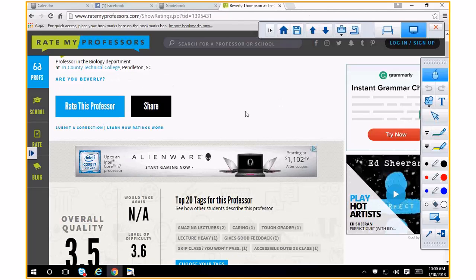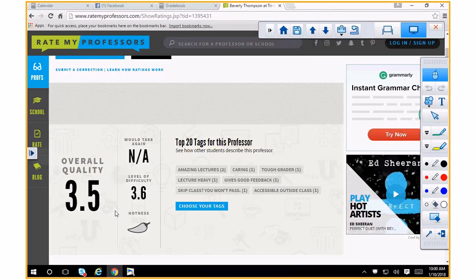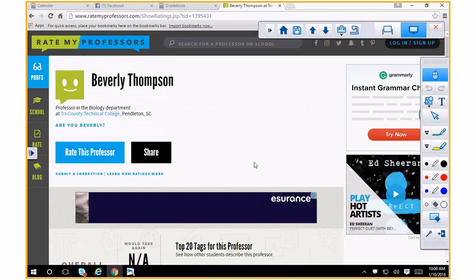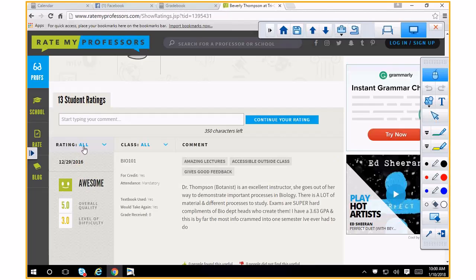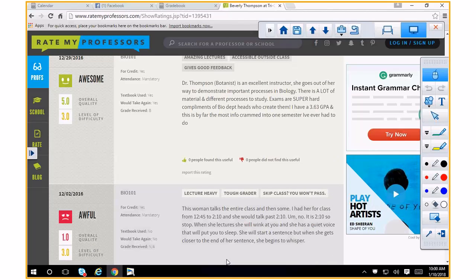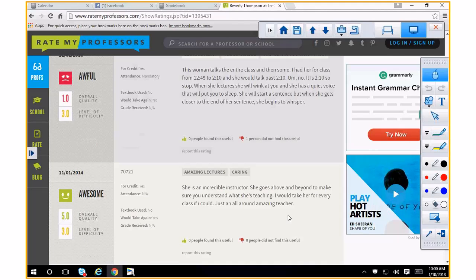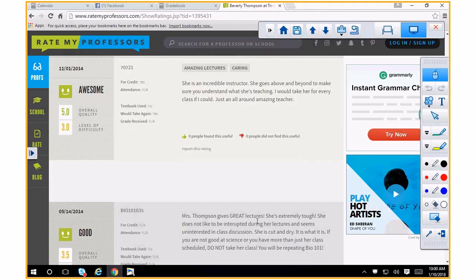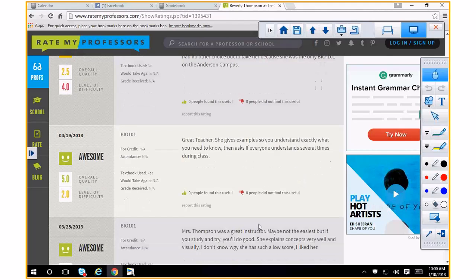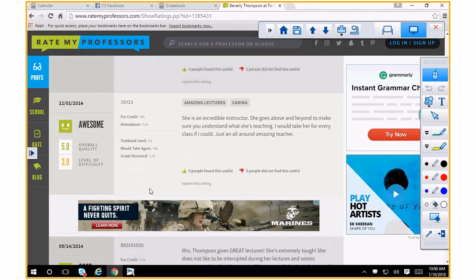Mine are older. Yeah, she's got a 3.5. How many ratings has she got? Does it say? Well, 13. So it's a little better. But see, a lot of teachers don't tell their students about this. Excellent instructor, the entire class, and then some. Okay, there's a sad face. Credible instructor, good. That sad face really surprises me.